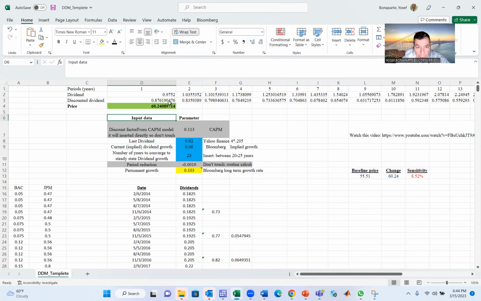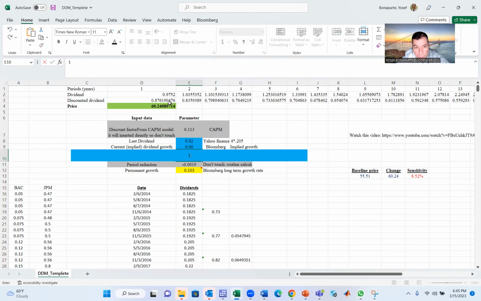Again, what you have to do is the CAPM model from the previous lecture. Get that number for CAPM for Apple. I think it was 0.113, I guess. I don't remember what it was. 0.113. And then 92, and then that's the current growth. Maybe we need to do 1 year here.